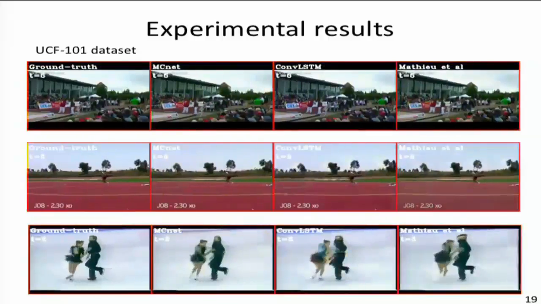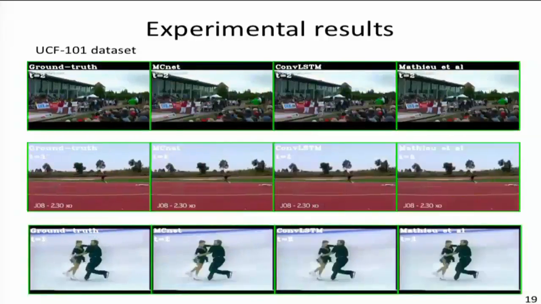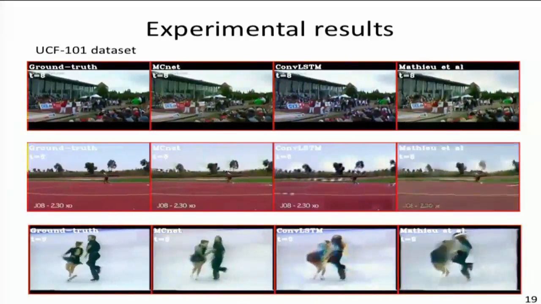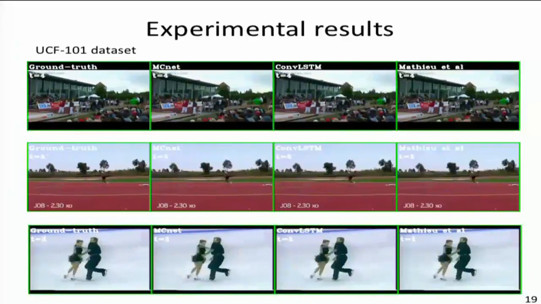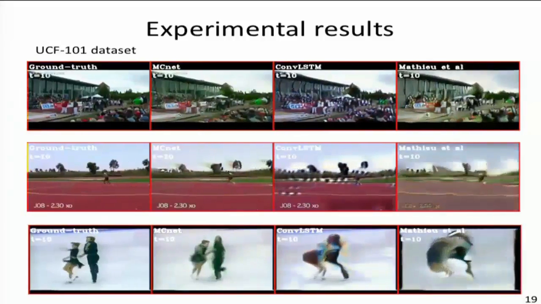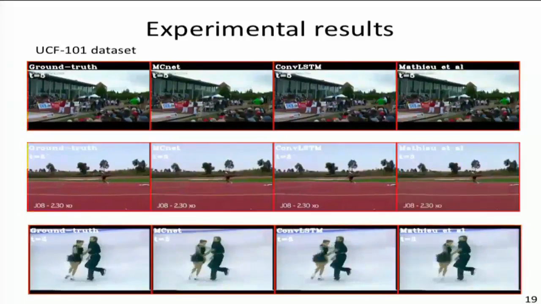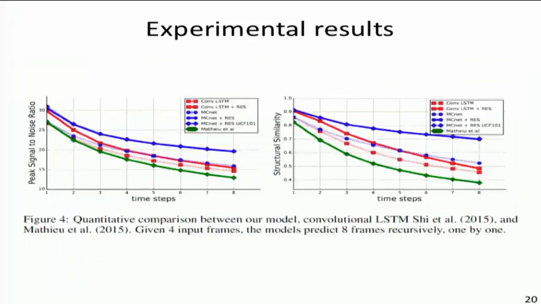And here are some additional results. Again, we are making some several-frame prediction reasonably, but it's much better than the other existing work. And here's some quantitative evaluation at the pixel level, and it just shows some comparison.